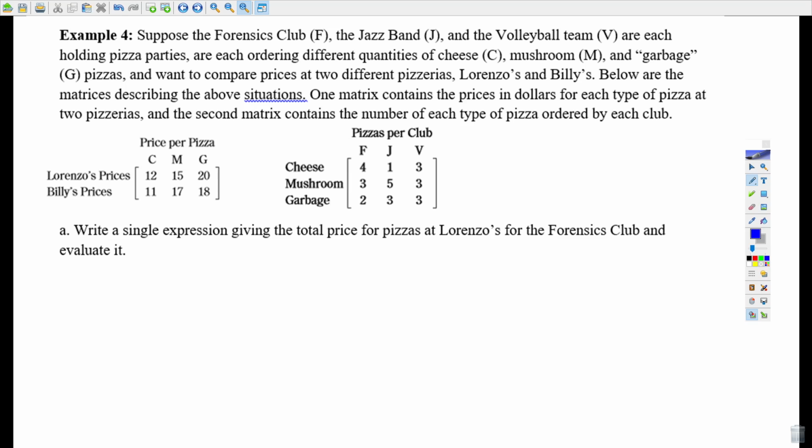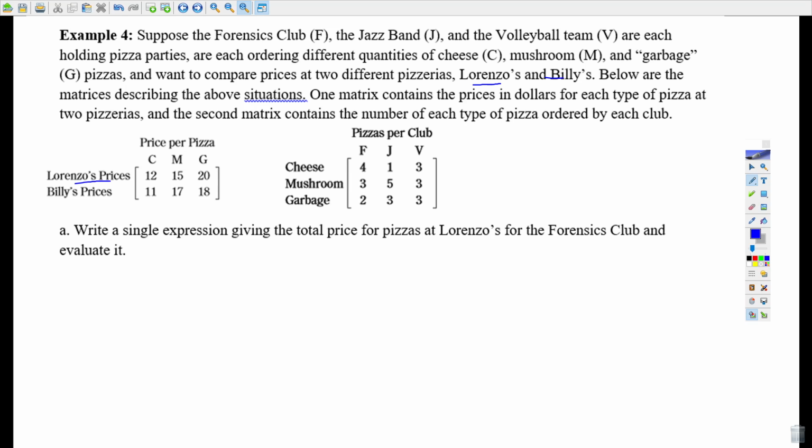All right, last problem. We're going to read through example 4, and it seems like it's a lot, but it's actually not that bad. So suppose the Forensics Club F, the Jazz Band J, and the volleyball team V are each holding pizza parties and are each ordering different quantities of cheese, mushroom, and garbage pizzas, and want to compare prices at 2 different pizzerias, Lorenzo's and Billy's. Below are the matrices describing the above situations.